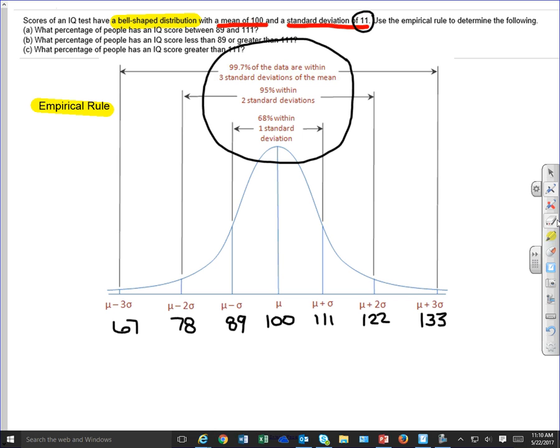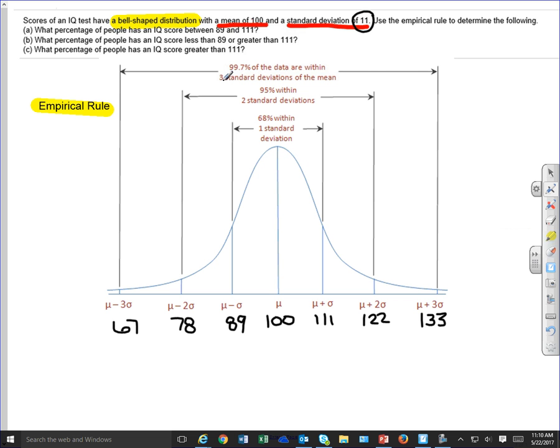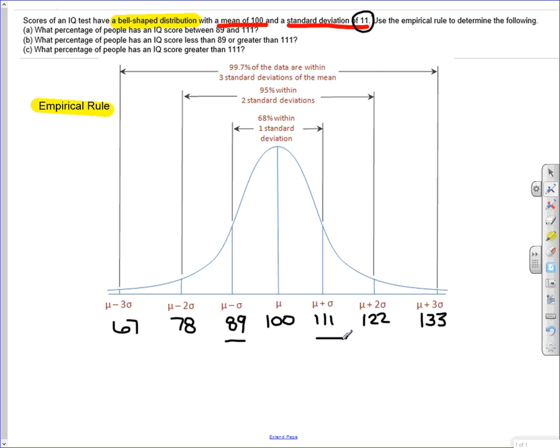Now that I've done all that, I'm going to go back up to my problem and see what they want me to figure out. It says, what percentage of people have an IQ score between 89 and 111? Looking down here, 89 and 111 are both one standard deviation away, so that would just be our 68%. So the answer to that is 68%.